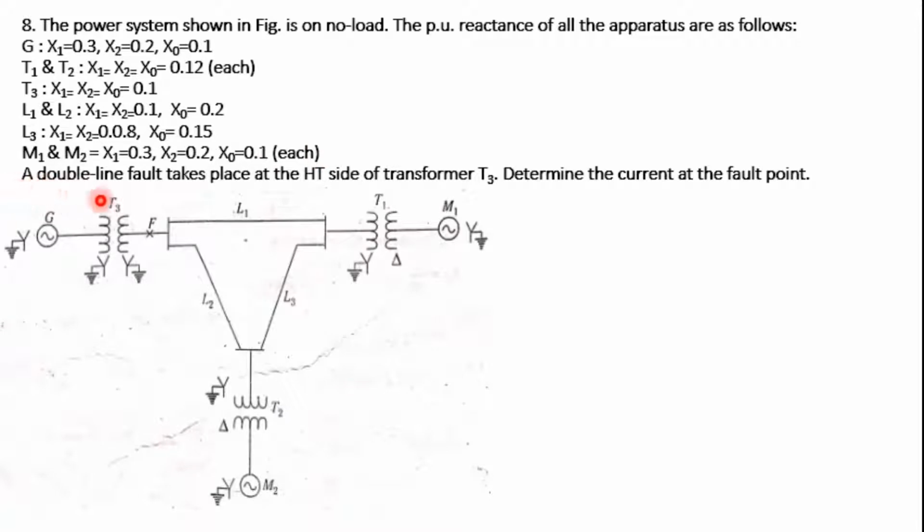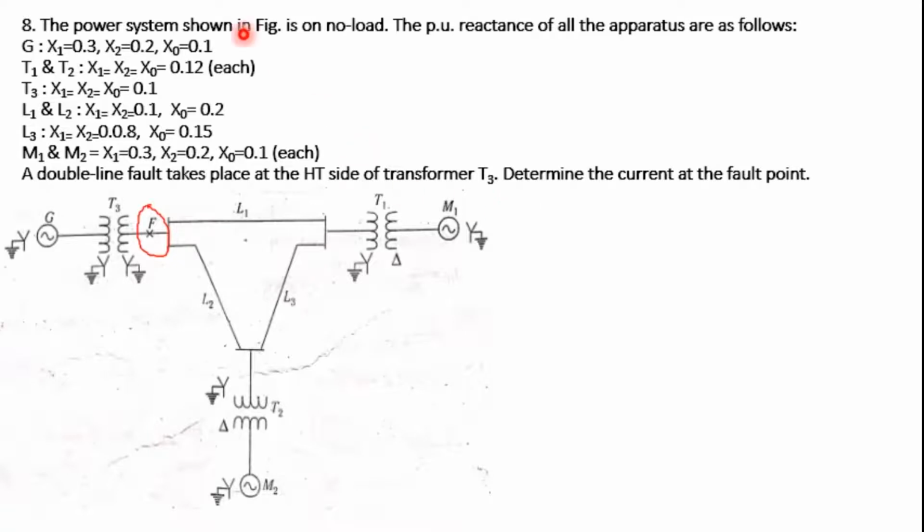So there is a double line fault which takes place at the star side of the transformer T3. Look at this, here there is a fault point, and what we need to do is determine the current at the fault point. Here no need to worry about the values of MVA and the kV base because it is not mentioned.